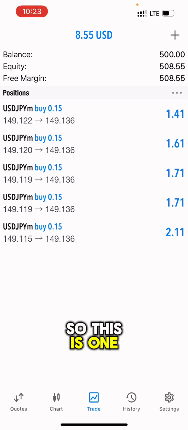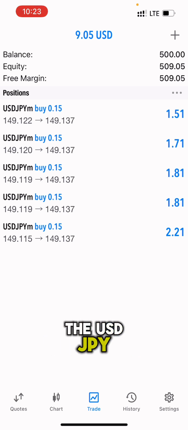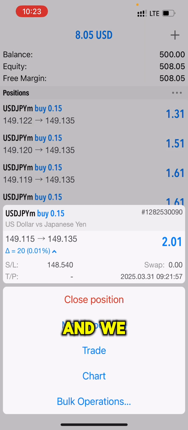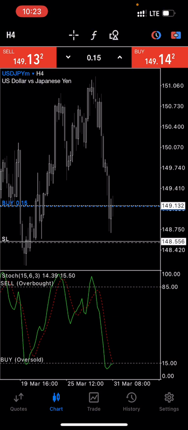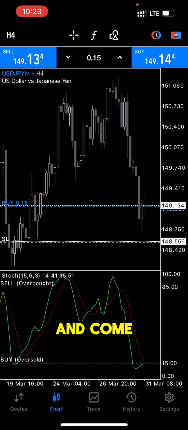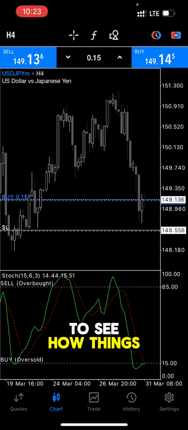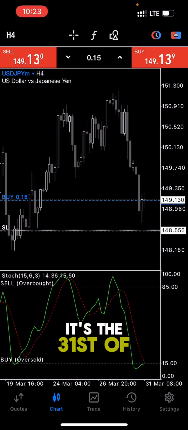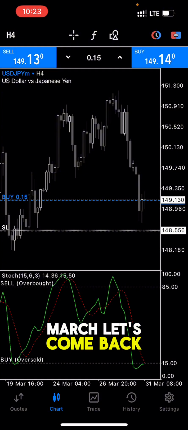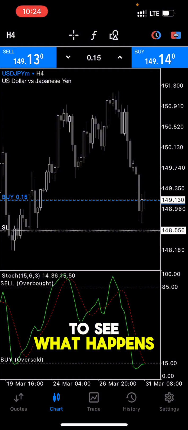So this is one of our trades on the USD/JPY, and we can actually leave that as it is, step away from the markets, and come back in a few hours to see how things look like. It's now 10:23. It's Monday. It's the 31st of March. Let's come back in a few hours to see what happens to this pair.